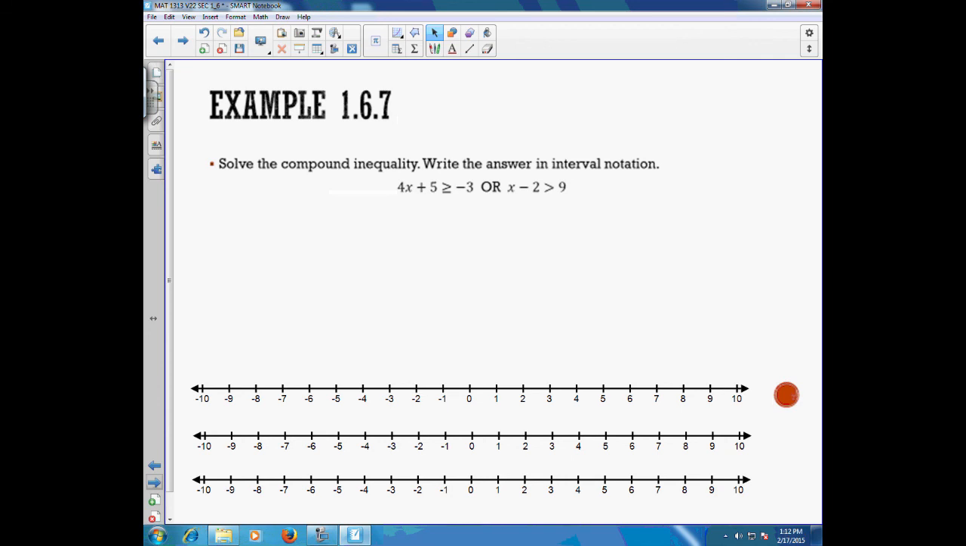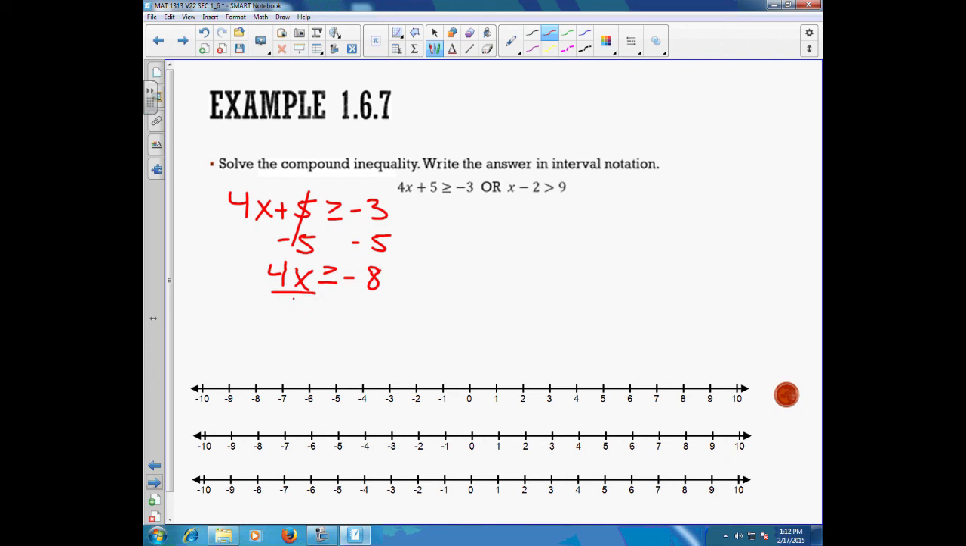We've got another compound inequality. It's also an OR problem. And so we have 4x plus 5 is greater than or equal to negative 3. We can subtract 5 from both sides. We get 4x is greater than or equal to negative 8. Divide by 4, and we get x is greater than or equal to negative 2. So on our first line, x is greater than or equal to negative 2.